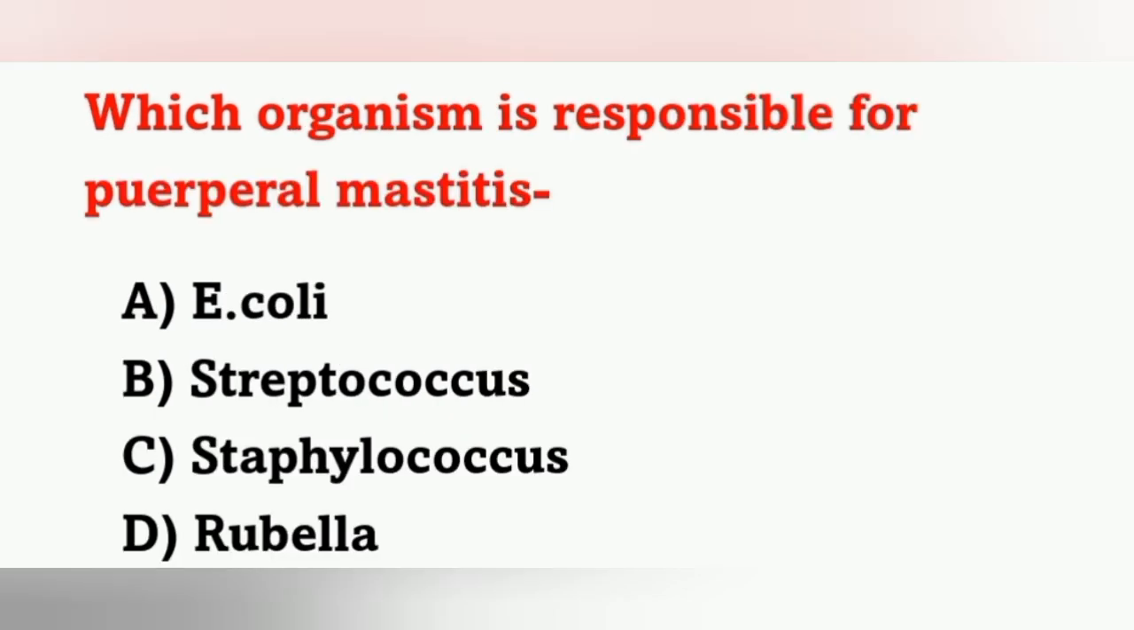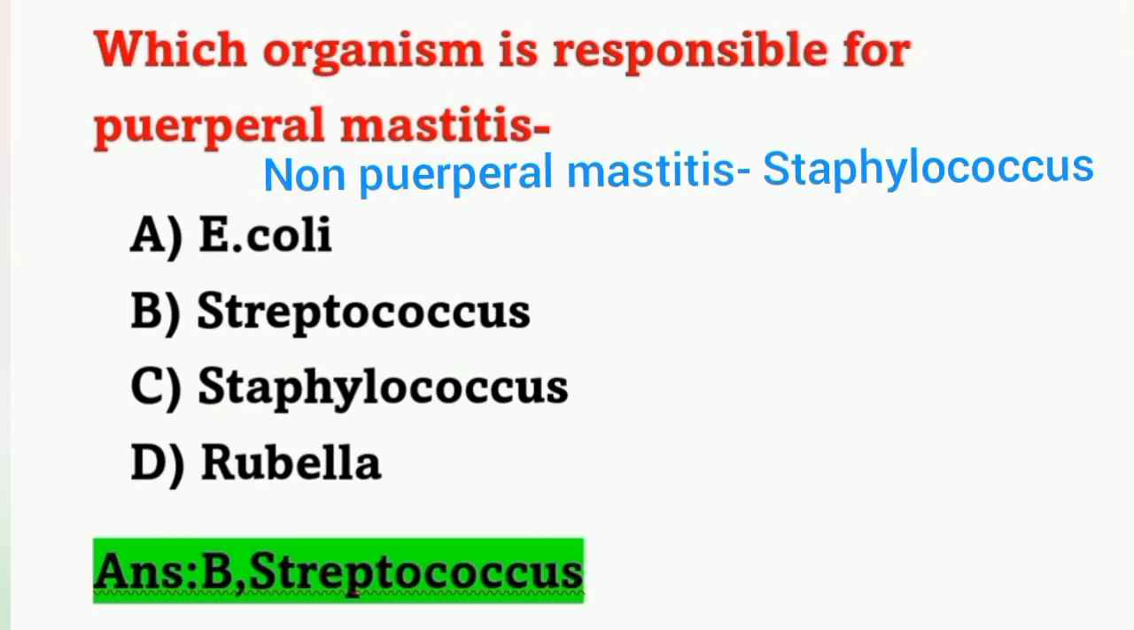And the next question, which organism is responsible for puerperal mastitis? Options, option A E. coli, option B Streptococcus, option C Staphylococcus, option D Rubella. Question is, organism responsible for puerperal mastitis, that means during the time of lactation. Mastitis means inflammation of the breast. So, inflammation that occurs during the puerperal period or after delivery is by Streptococcus. Option B is the correct answer.